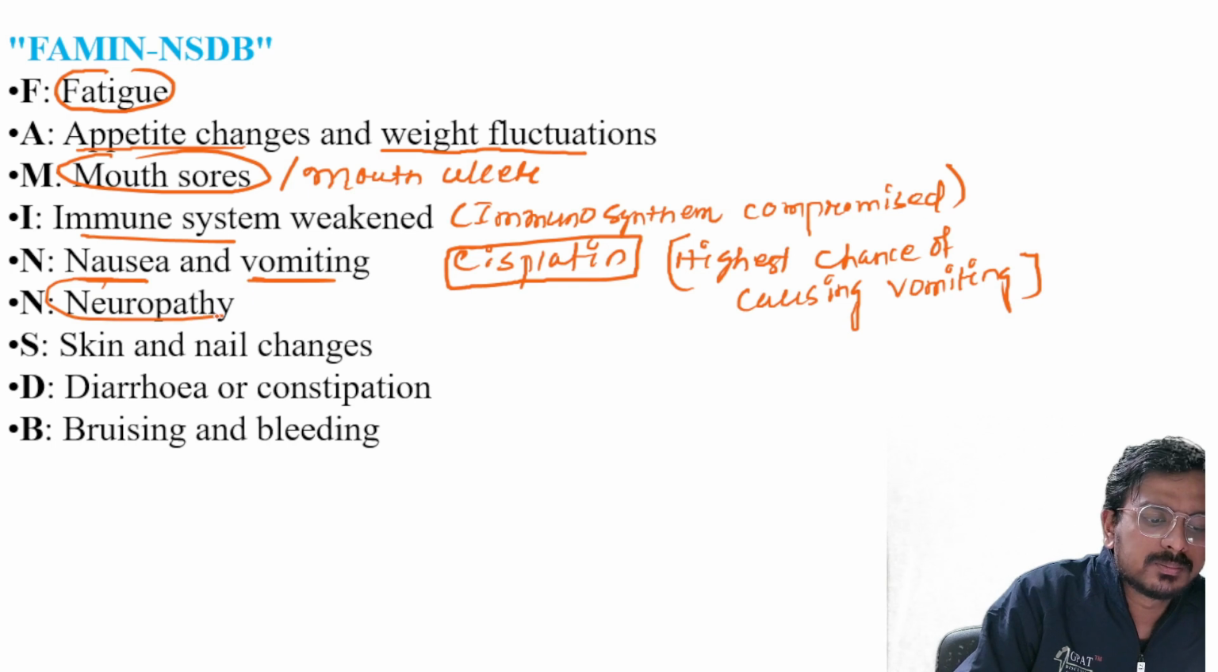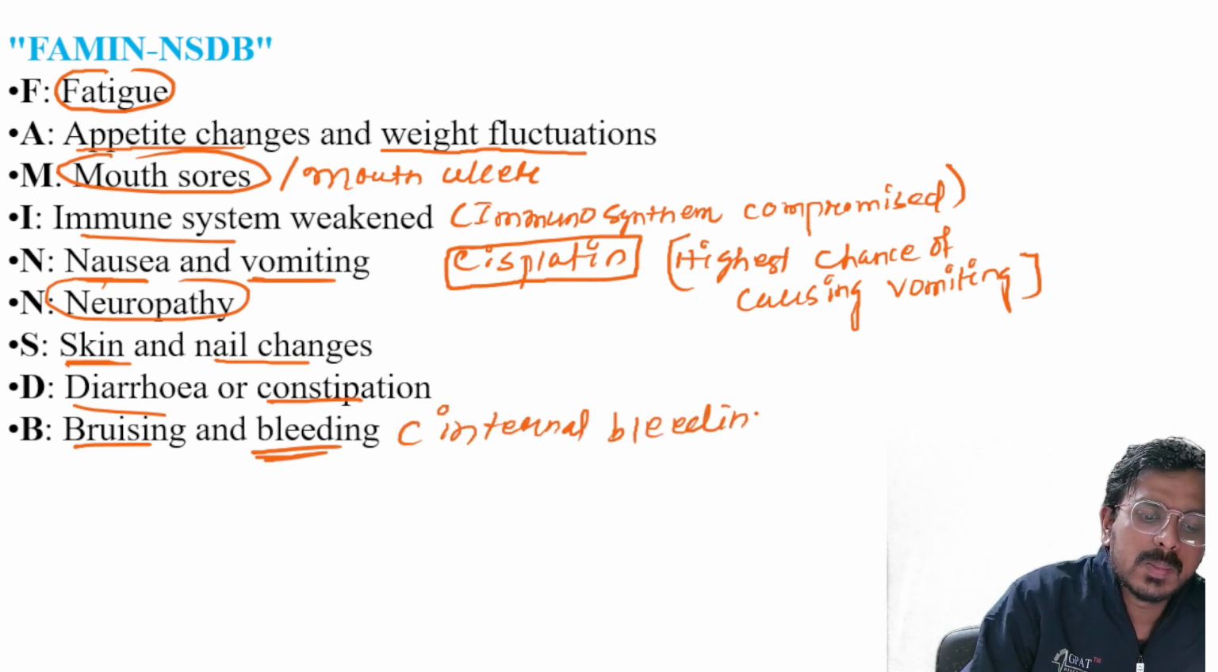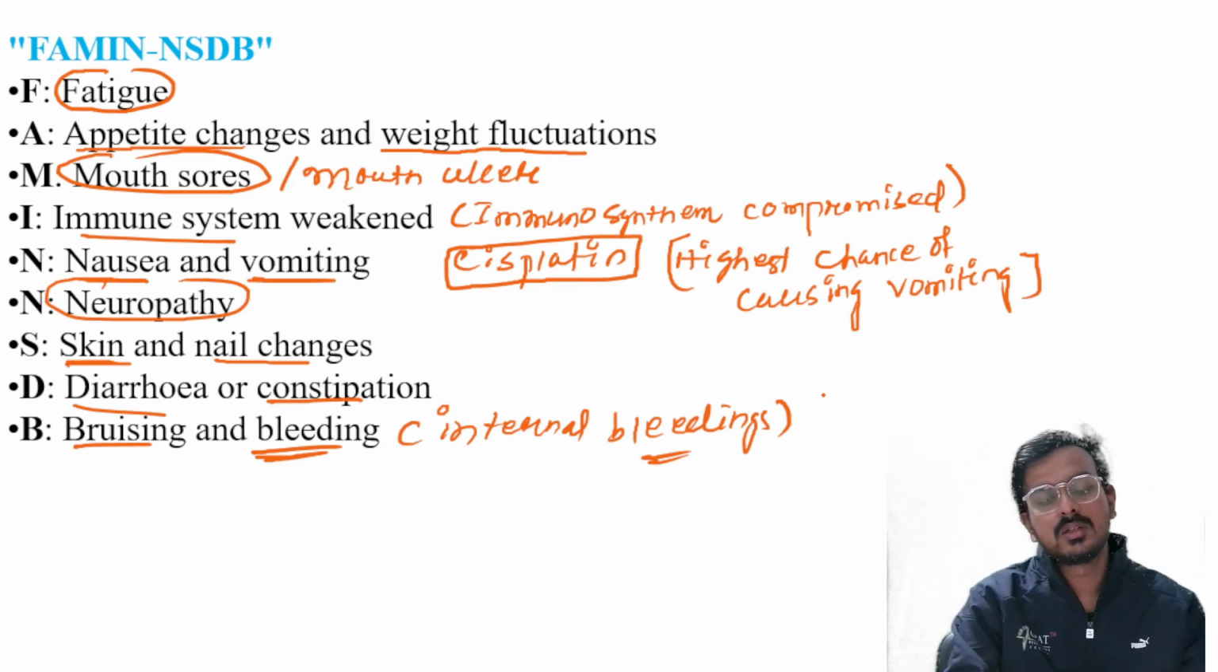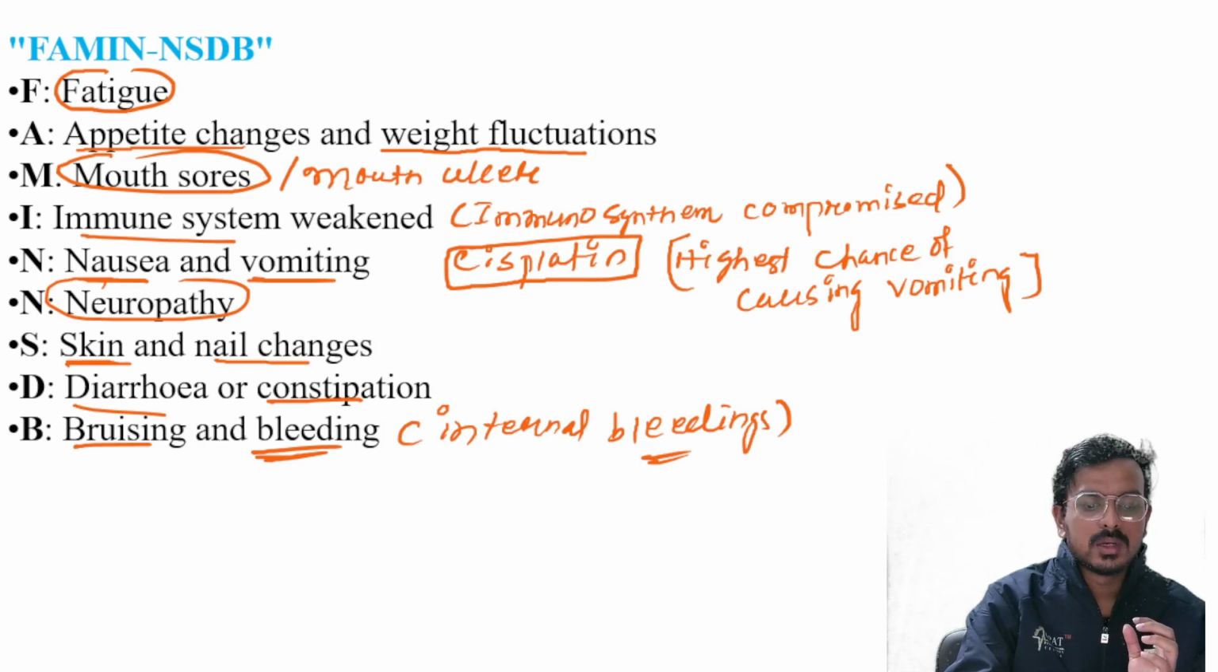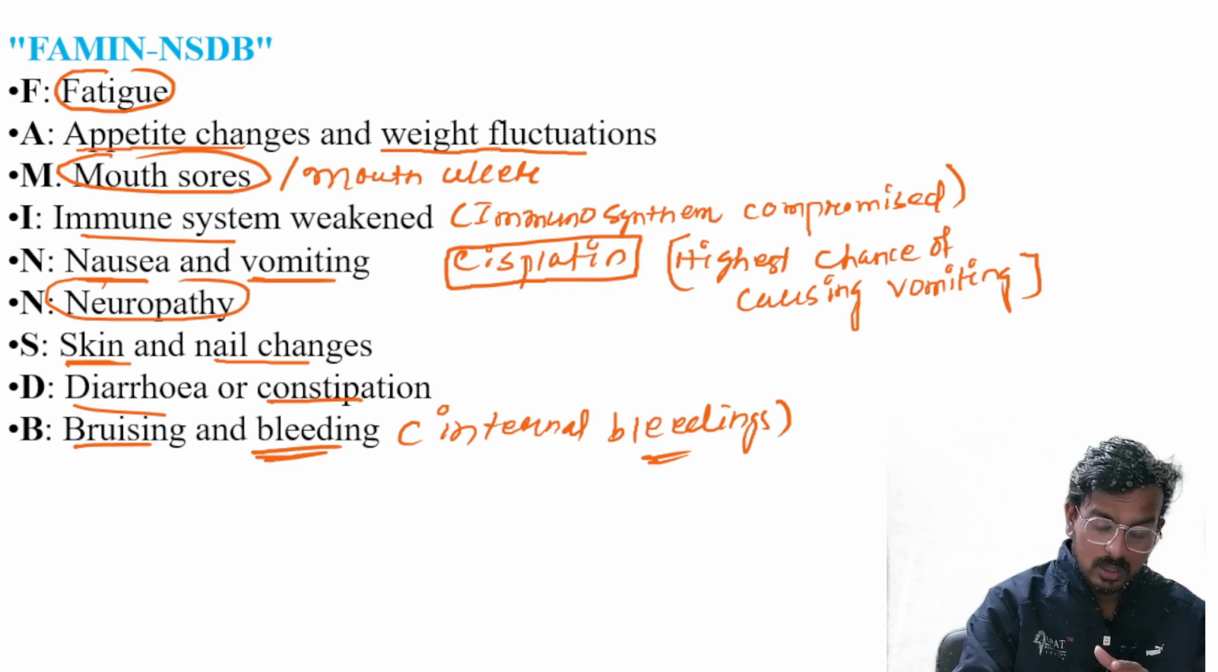Next are neuropathy, skin and nail changes, diarrhea or constipation, and bruising and bleeding, including different types of internal bleeding. These are the typical side effects exerted by this class of drug, the anti-neoplastic drugs. You can remember them by the simple mnemonic. That is fatigue, appetite change, mouth ulcers, immune system weakened, nausea and vomiting, neuropathy, skin and nail changes, diarrhea and constipation, bruising and bleeding. And the anti-cancer drug with the highest chance of causing emesis is cisplatin. These things you have to remember.